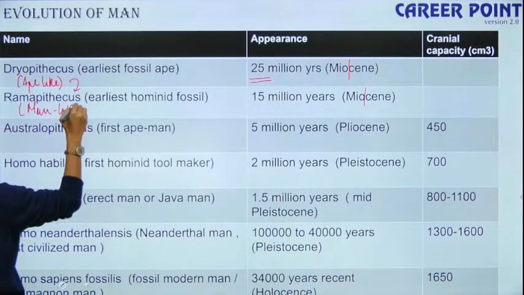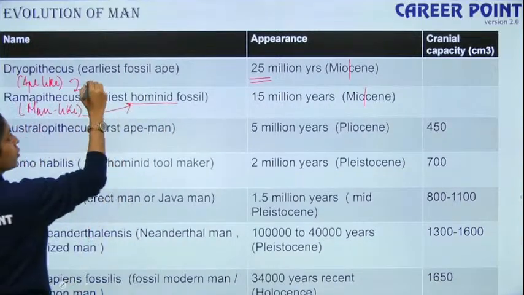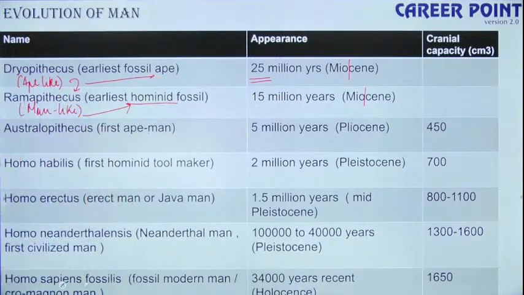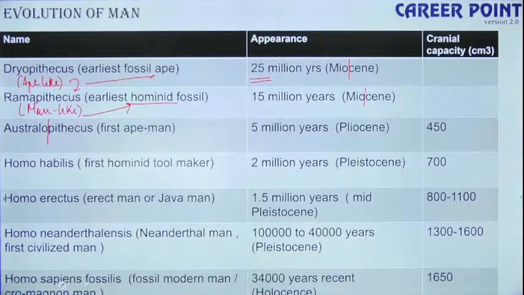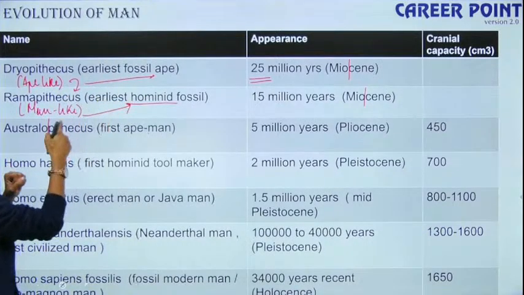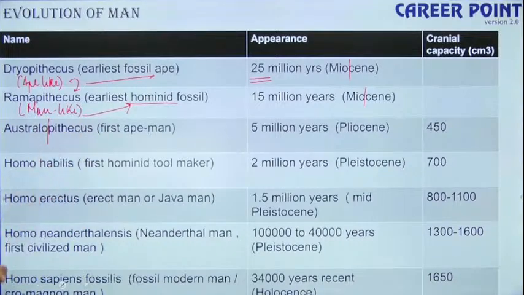So the first man is hominid. So he was more man-like. So he was more ape-like. So he happened 15 million years ago. Okay, so then you had Australopithecus, the first ape man. He was ape-like, he was man-like. Then you had a combination of both, so that is Australopithecus.